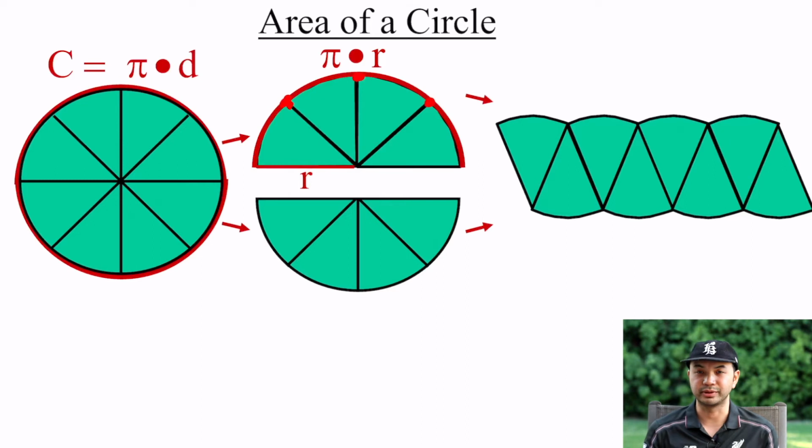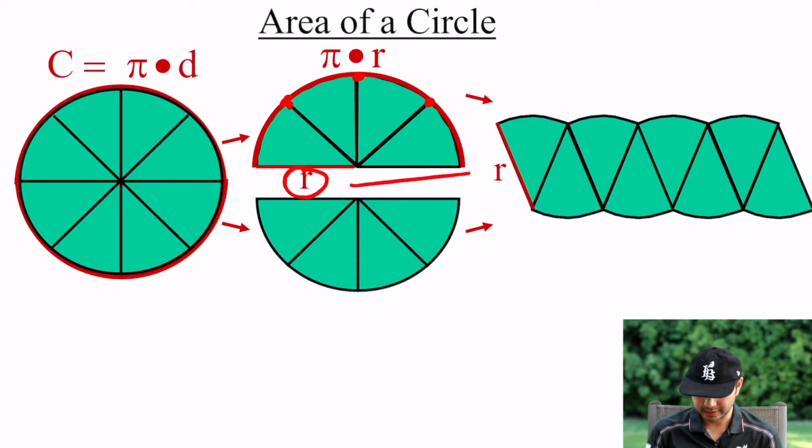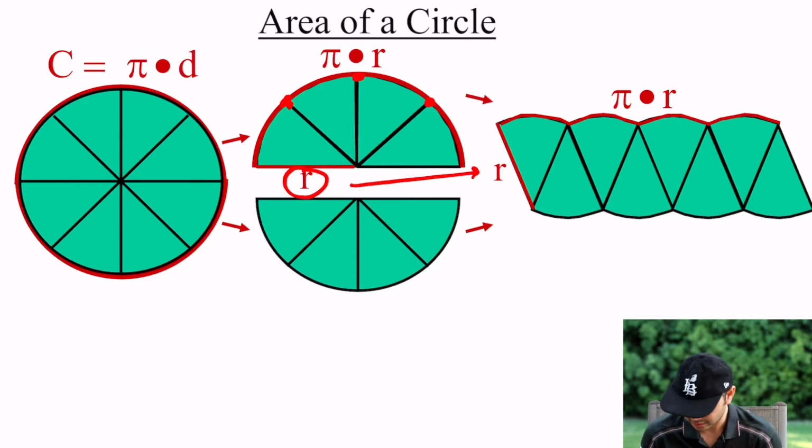All right, so let's label these again. We labeled it before when it was part of the circle. We said that this part right here was the radius. That goes over there. That's still the radius. And what about the top part? That was half of the circle. Well, that's pi times the radius. But that's a really weird looking shape, right? It doesn't really look like anything.